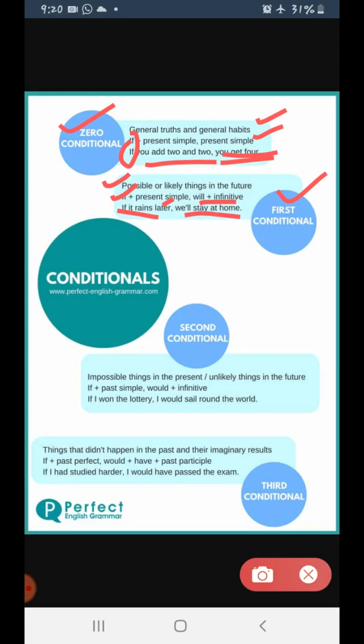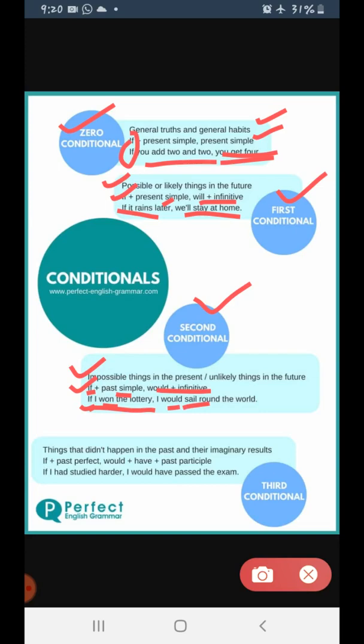Fine. Now the second conditional is for impossible things in the present or unlikely things in the future. Structure: if plus past simple plus would and infinitive. So example: if I won the lottery. Here we have if and simple past, that means won is simple past. Then in the second part we will use would and infinitive: I would sail around the world.